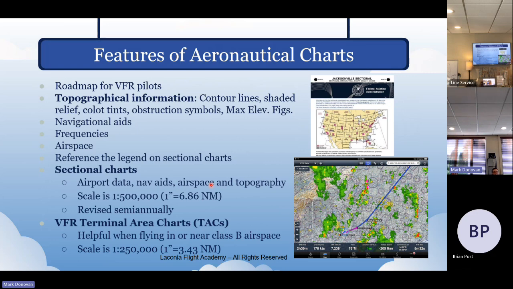As I said, they're like a zoomed in view of a particular airport, such as, let's say, Logan or Chicago or something. And it gives you a much better resolution. 1 inch equals 3.43 nautical miles.